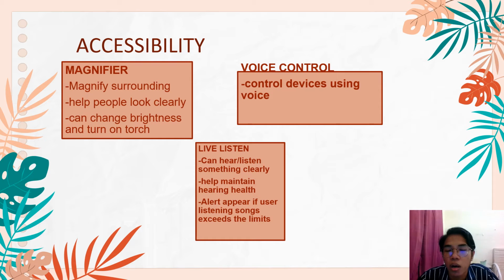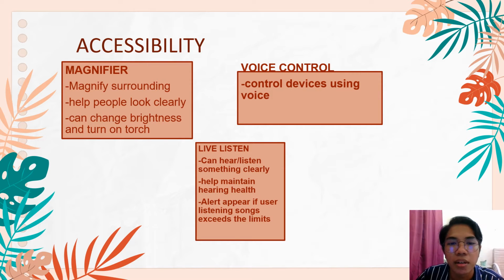Lastly, if the user uses this function in a dark place, the user can change the brightness and turn on the torch to see the place clearly. Secondly is the voice control function. This function can control the phone by using voice. This function can be used when the user has an obstacle to hold the phone, for example, when holding groceries. So the users just need to command the phone to do anything, such as ask to replace something and play a song.